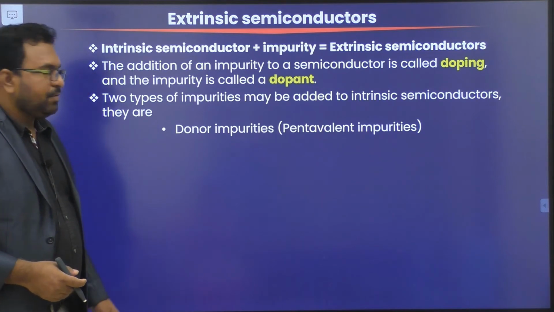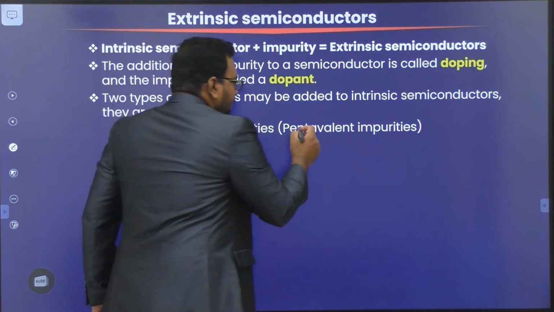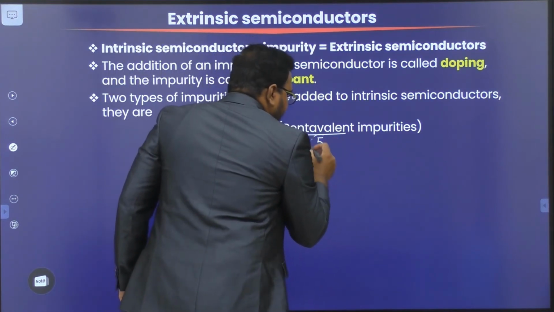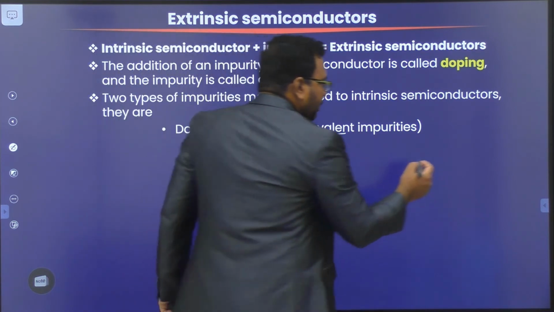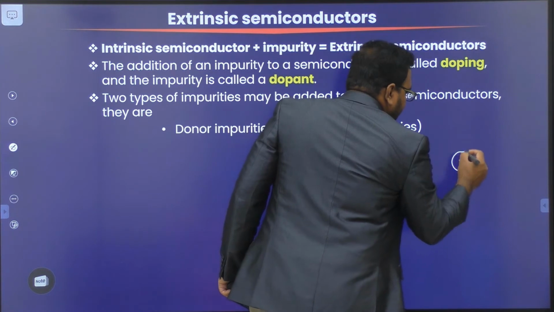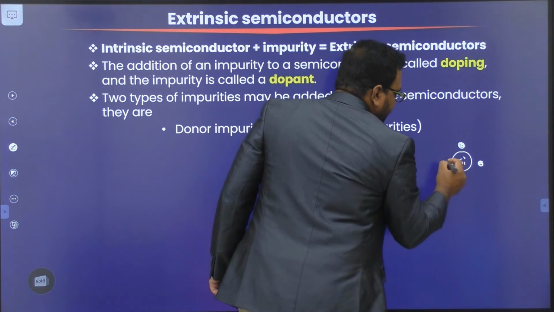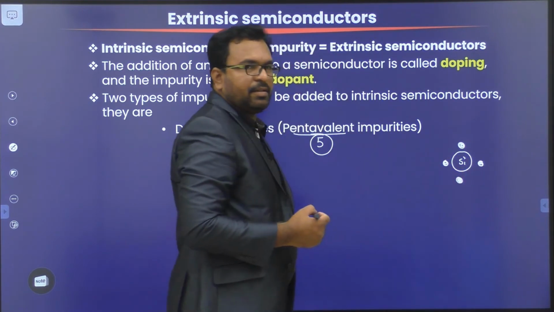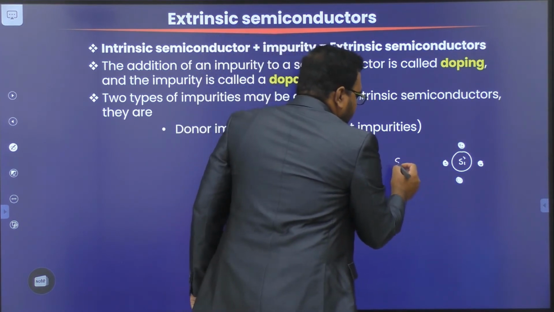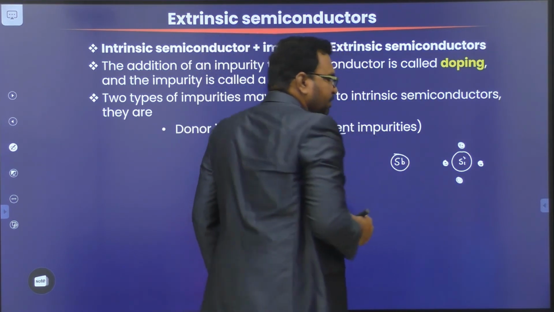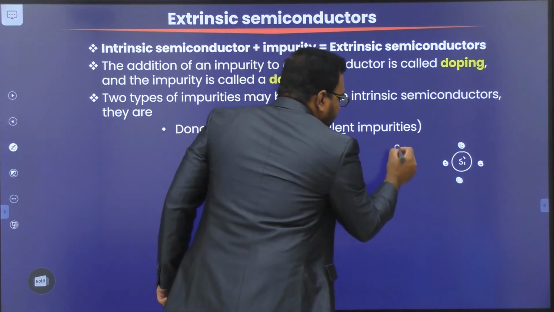Coming to the donor impurities, we call the pentavalent impurities donor impurities. Why? These pentavalent atoms contain 5 electrons, but silicon and germanium contain only 4 electrons. Silicon has only 4 electrons in its outermost orbit. That means it requires only 4 electrons to make covalent bonds with the adjacent atoms. For example, if I take arsenic, this arsenic belongs to the 15th group.